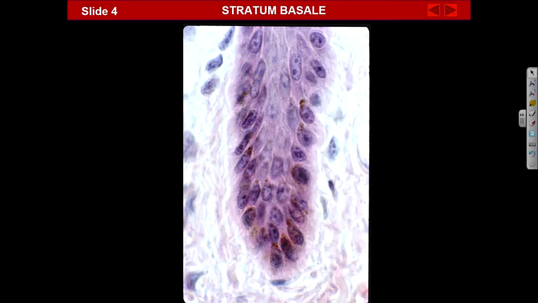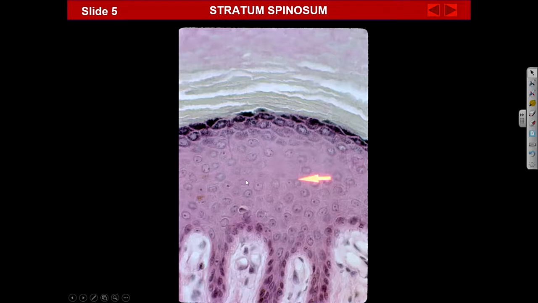Okay, stratum basale is the deepest layer of the epidermis. So that would be this layer here, the basal cell layer. And above the stratum basale is the stratum spinosum, the spiny cell layer. That's usually the thickest layer of the living cells of the epidermis, shown here.